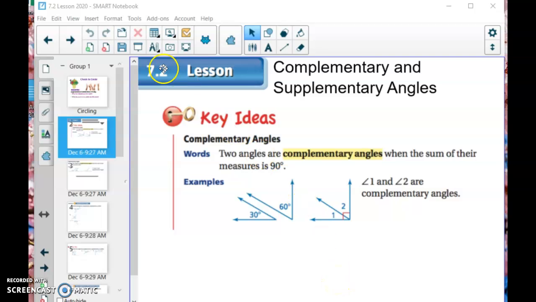All right, well, welcome to my video on Chapter 7, Section 2, Complementary and Supplementary Angles. So first up, complementary angles are two angles that when you add them together, they sum to exactly 90 degrees.